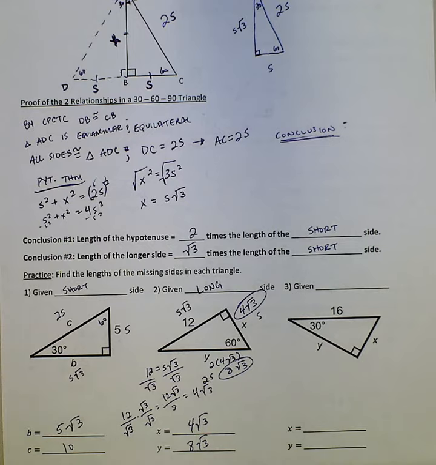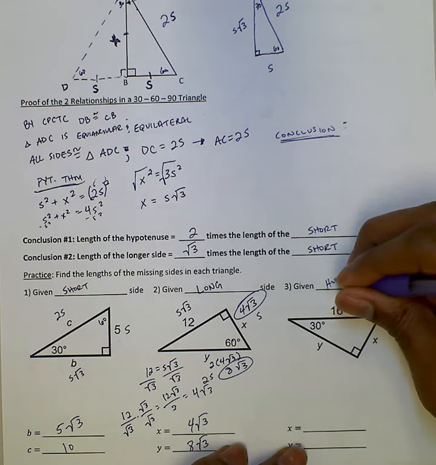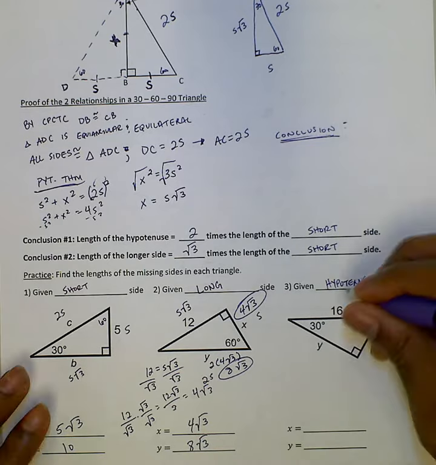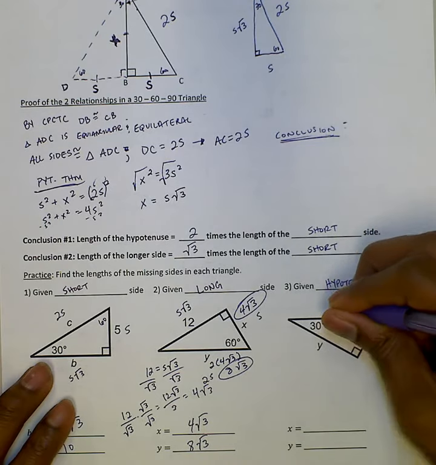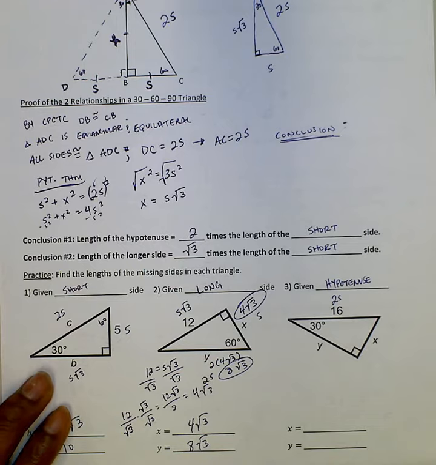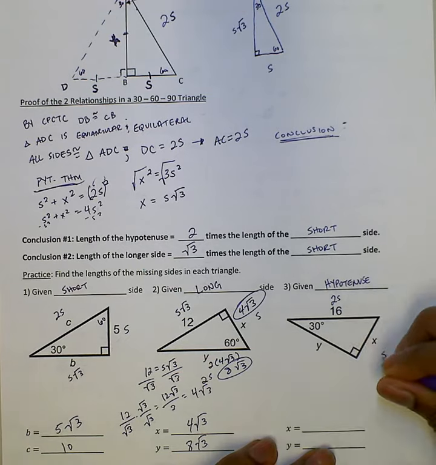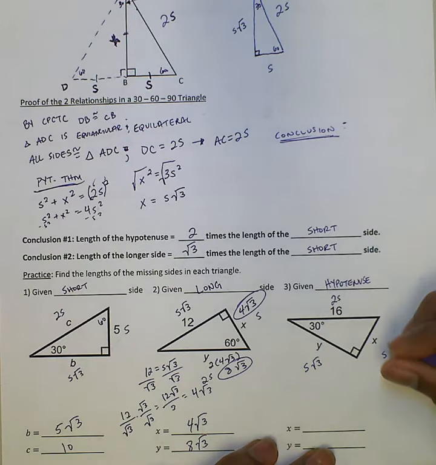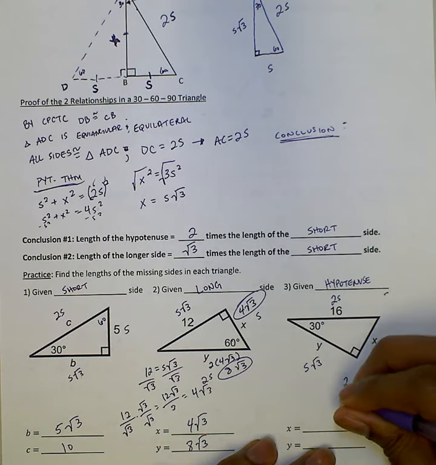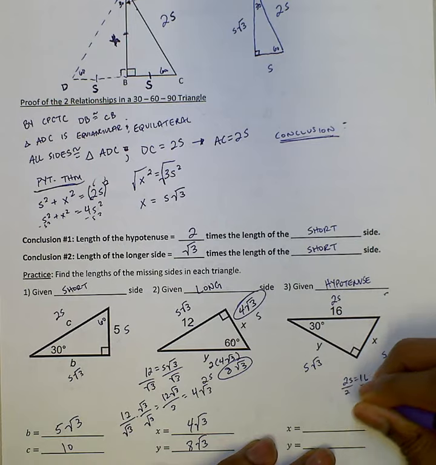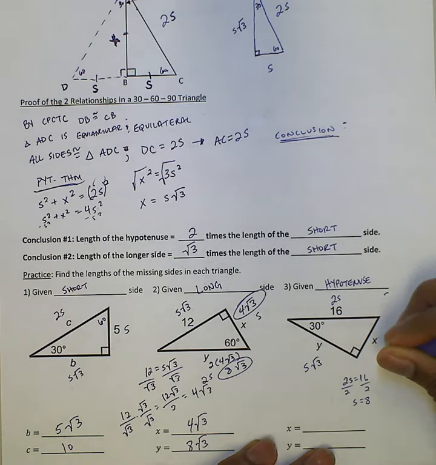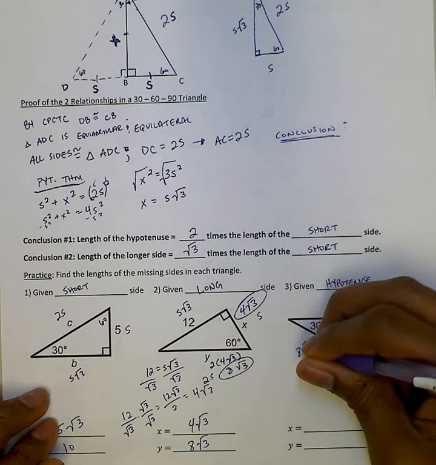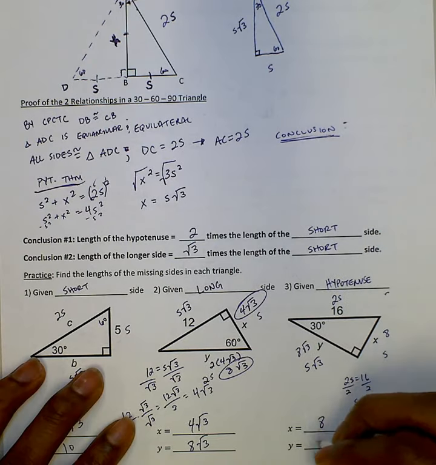We can also solve it if we're given the hypotenuse. The hypotenuse is a little easier than the short side because we know the hypotenuse is 2S. So this is S radical 3, and 2S is 16. Then I can find S by dividing by 2. S will equal 8, and this side will be 8 times radical 3.